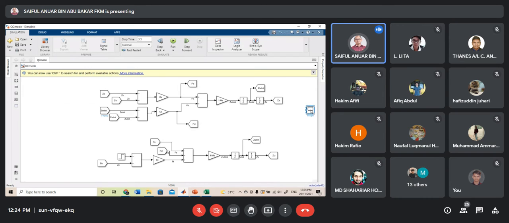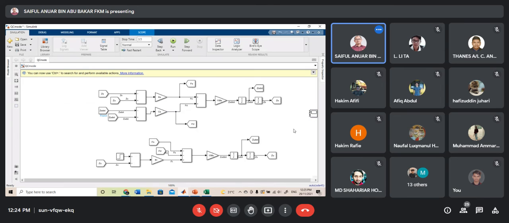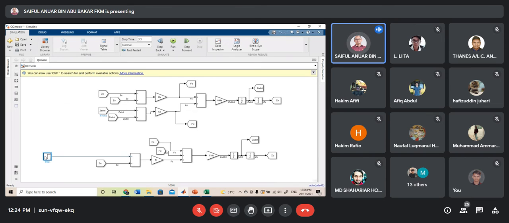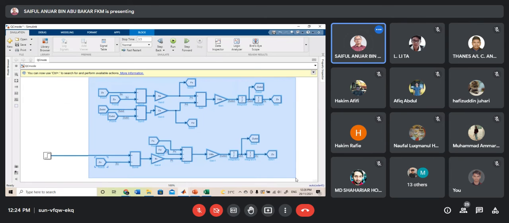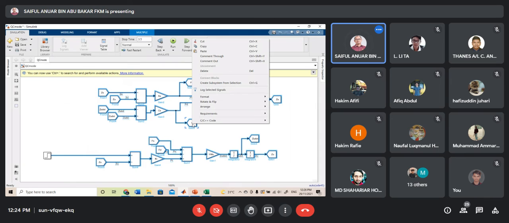Okay, for this one, I'm going to show you. Let's say we want to have this. I'm going to look at the input. So this one is the input. We still need the process or the plant, and then we need to have the output. So for the plant, we need to create a folder. We just need to select everything, right click, create a system.